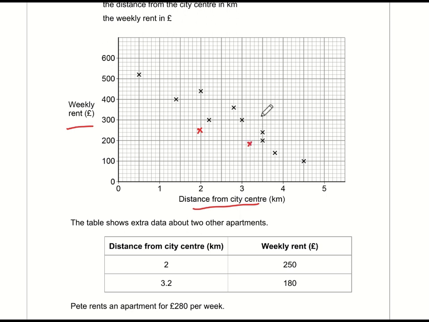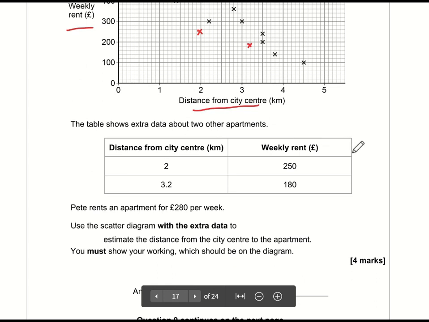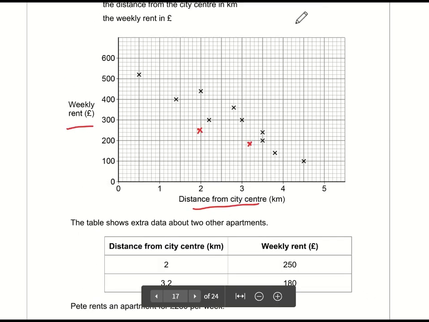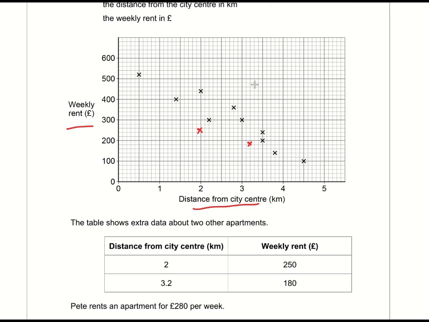Okay, so what we need to work out here is, Pete rents an apartment for £280 per week, and we want to work out how far from the city centre he must be. So first of all, we're going to draw in a line of best fit. The line of best fit cuts through the data so that it's as close as possible to as many points, keeping an equal number more or less above the line and below the line.